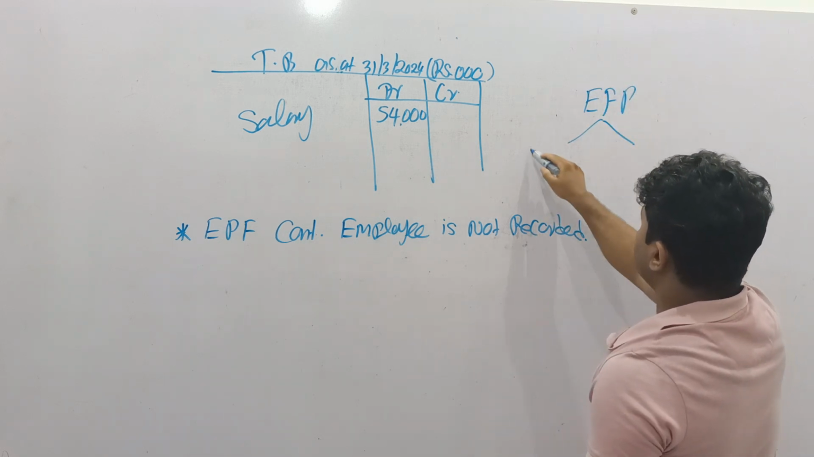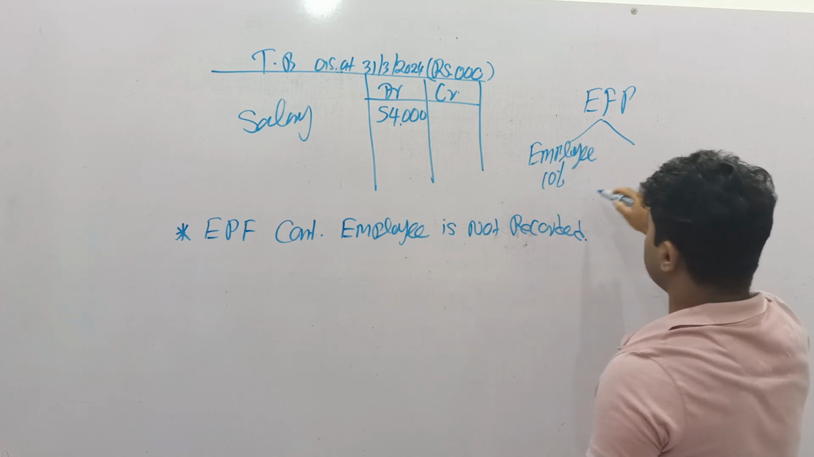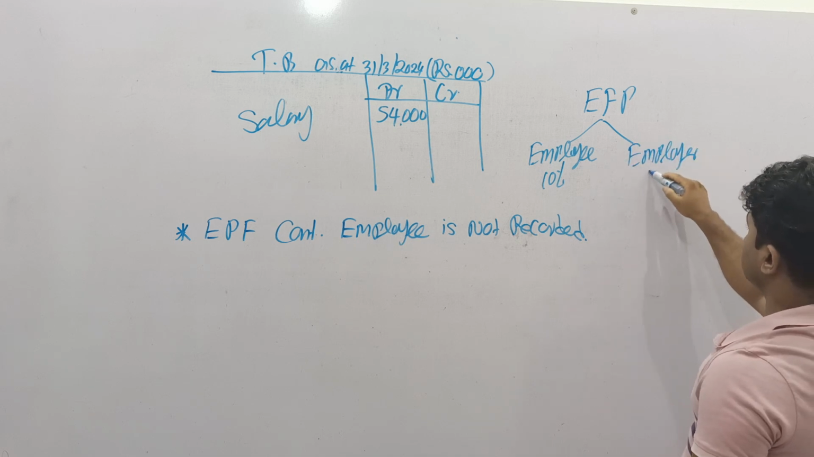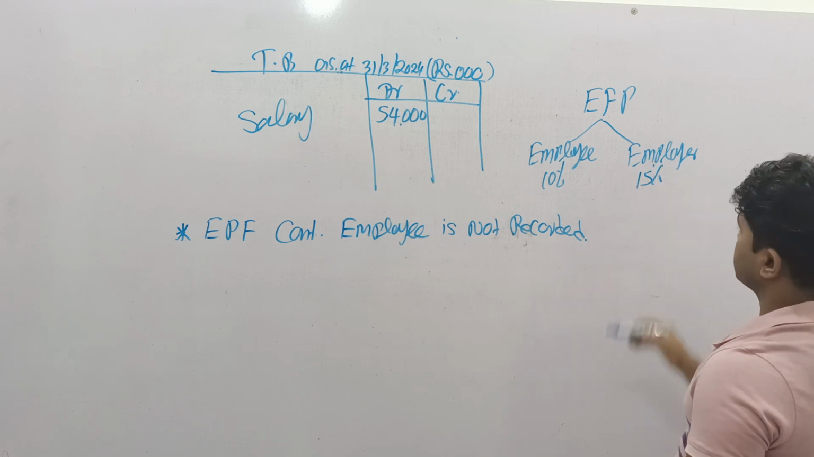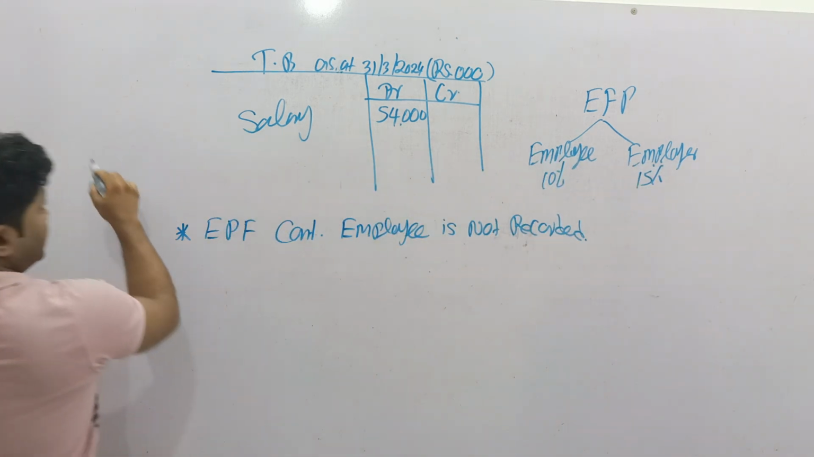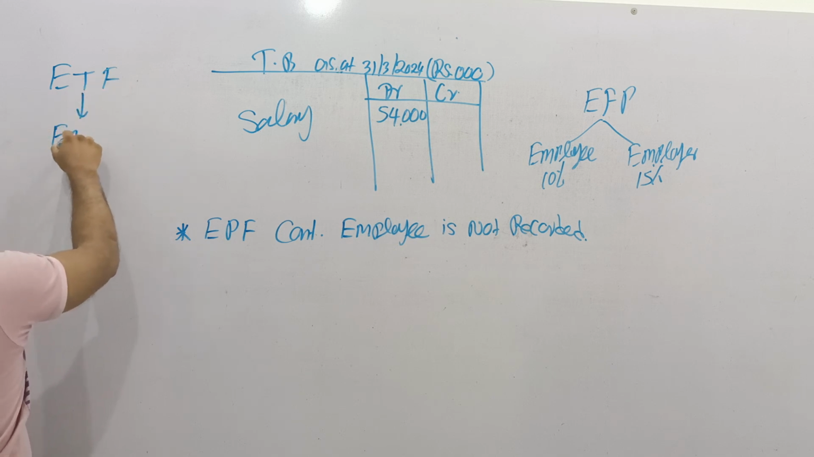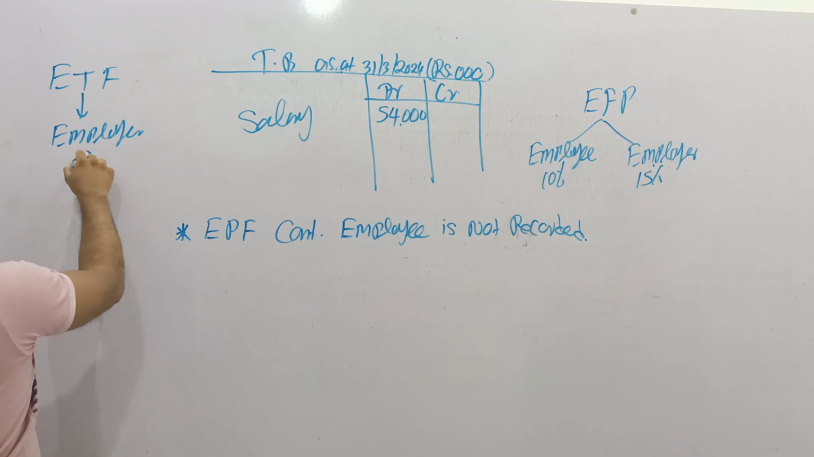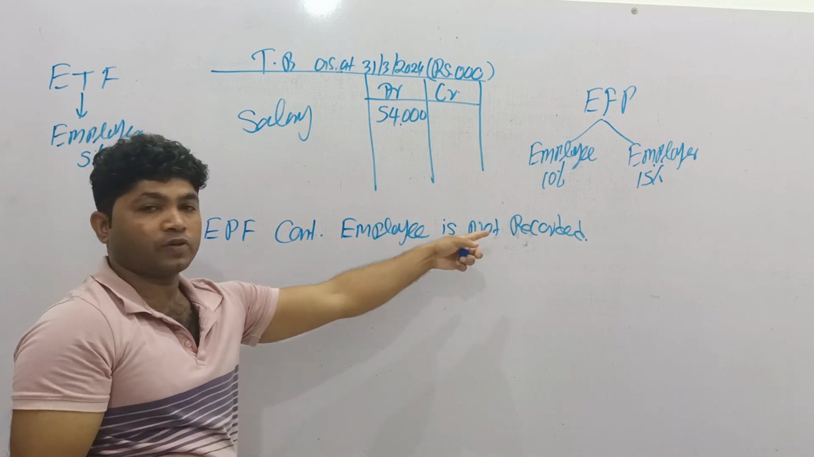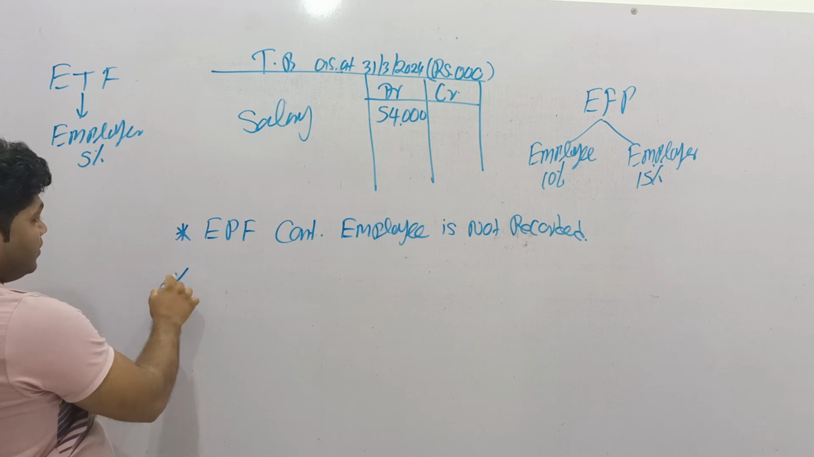EPF, employee as well as employer: employee 10%, which is a legal requirement, and employer 5%, so 15% in total. ETF is only contributed by the employer, 3%. Think, if the EPF contribution of the employee is not recorded, the given salary is net salary. How to calculate gross salary?